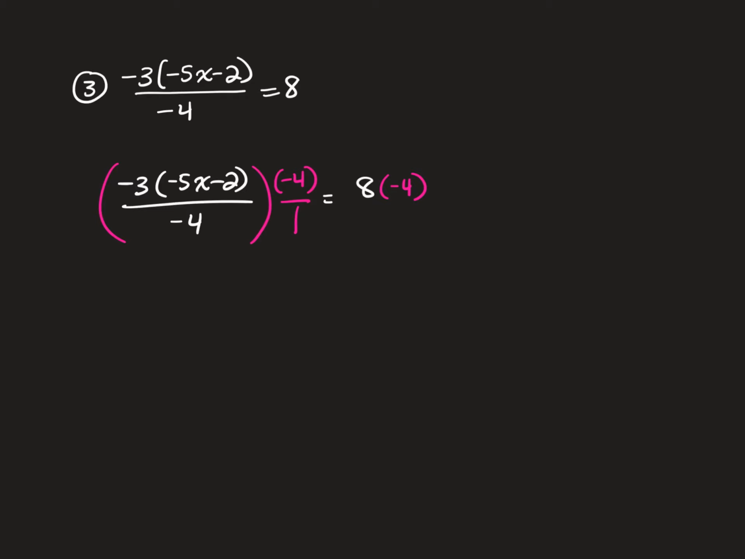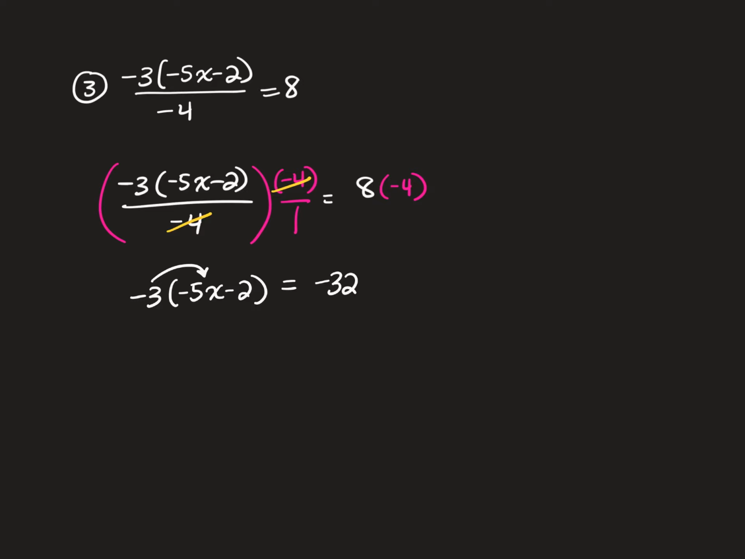So we're going to study this a little bit this year, but if we are taking this entire expression here and multiplying it by negative 4 and then turning around and dividing it by negative 4, those are just going to undo each other. So really, these two things are going to undo each other. It's like multiplying by 1. So on the left side, we're just going to have negative 3 times negative 5x minus 2. On the right side, we'll have negative 32.